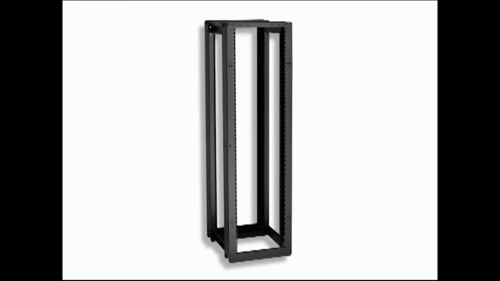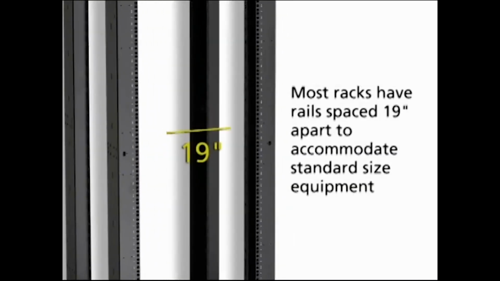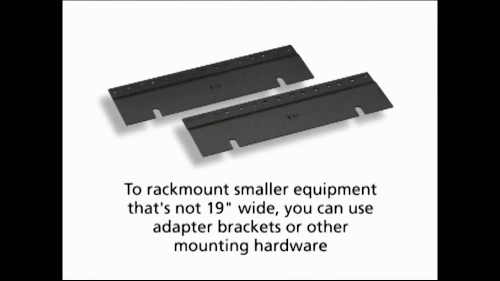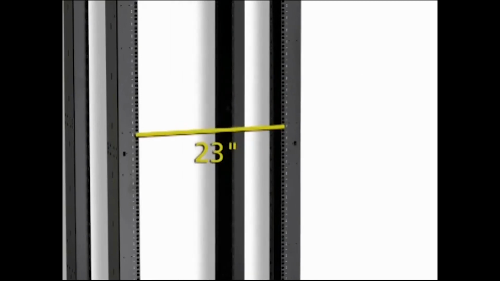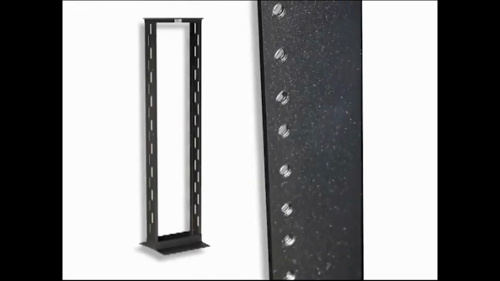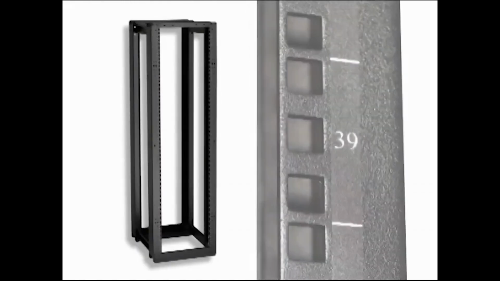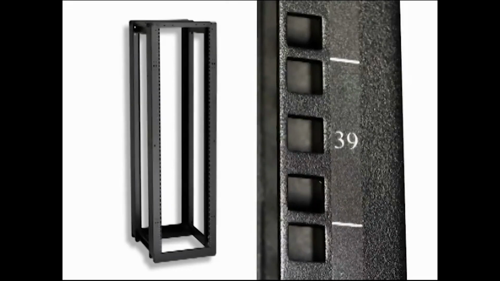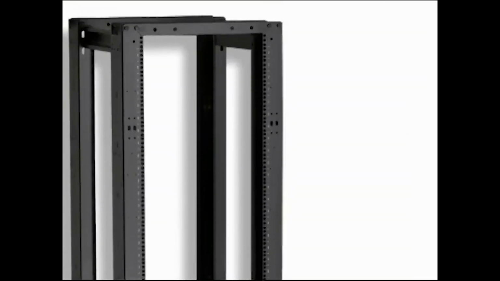Most racks come in standard EIA mounting form with rails spaced at 19 inches to accommodate standard size equipment. To rack mount smaller equipment that's not 19 inches wide, you can just add rack mount adapter brackets or other hardware specially designed to mount them to the rails. Plus, for mounting older legacy equipment, there are 23-inch wide racks. 2-post racks typically have threaded holes for quick installation of patch panels, and 4-post racks usually have square mounting holes for the most flexibility. Now let's discuss height.